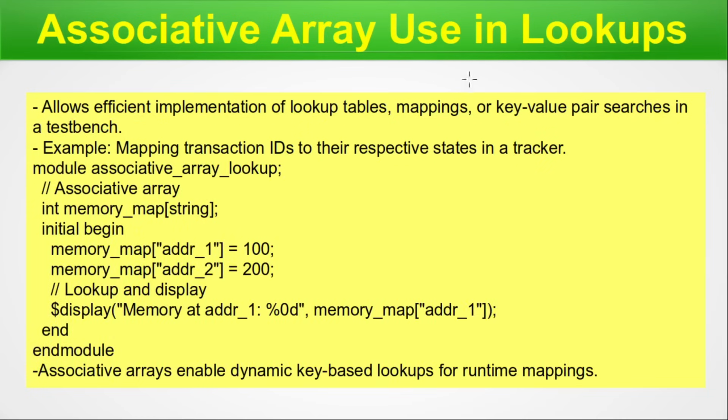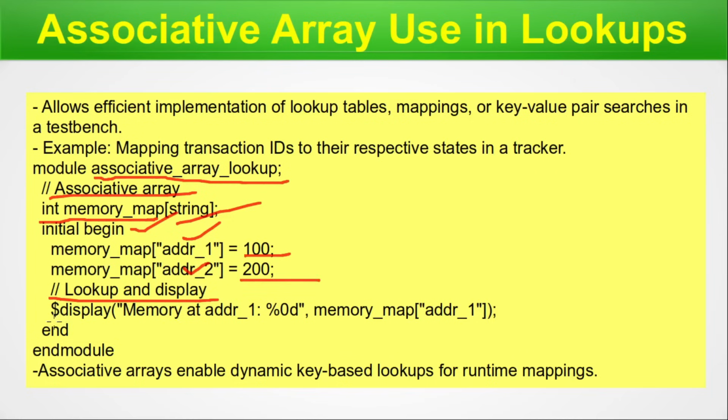Here goes our example, and here the module is named associative_array_lookup. So we define the associative array like that. Here we have a memory map, and then we have string here. We have the initial begin here, and then as a key we are writing address 1 giving value 100, address 2 we are giving value 200, and then lookup and display.